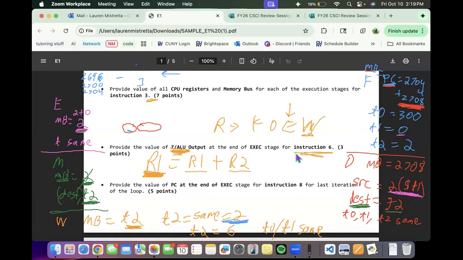So you trace the code up to instruction 6, like what we've done, and then add together the 2 source registers, and whatever that value is going to be your Z.